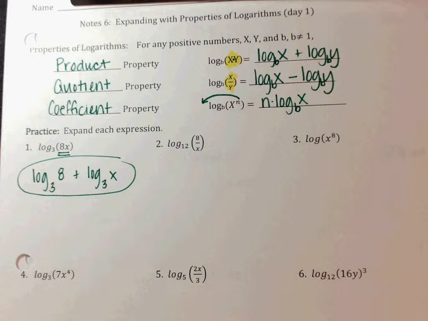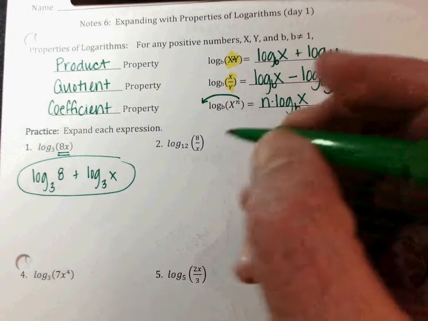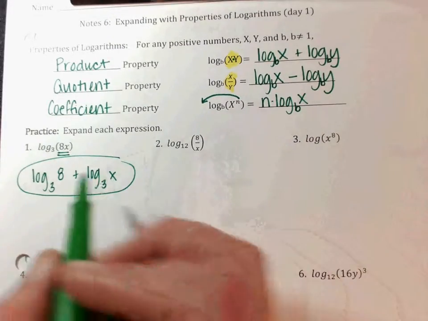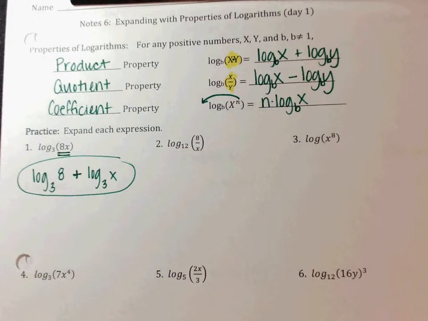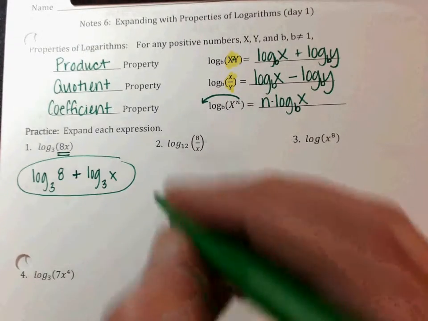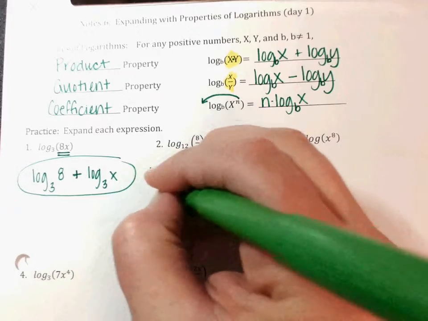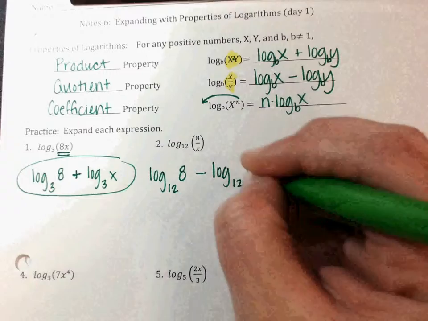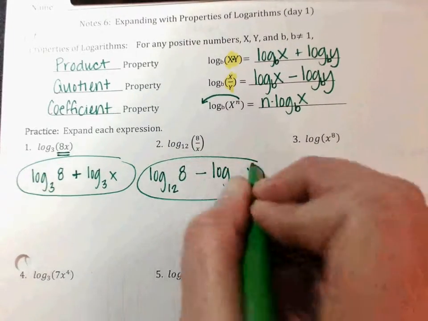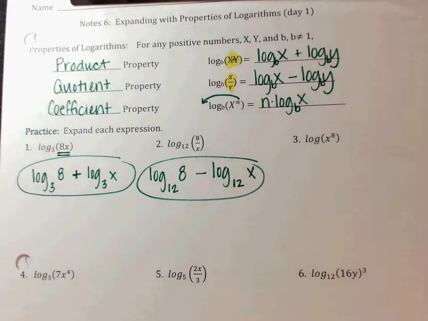Okay, 8 and x are now divided. It's 8 divided by x. How is that going to split up? So if they're multiplied, they split up into addition. And then if they're divided by, then they split up into subtraction. So it would be log base 12 of 8 minus log base 12 of x. Okay, and then remember that whatever your initial base is.